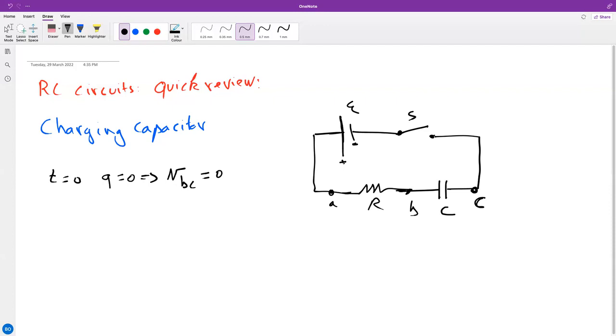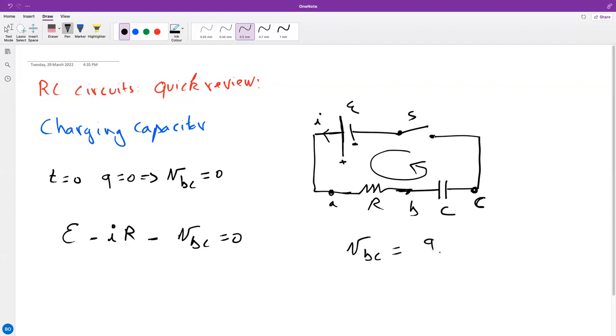So we can easily look at, let's say the current is this way, and we can use Kirchhoff's law. This Kirchhoff's law will give me E minus IR, so I'm going through this loop, and minus VBC is equal to 0. We know that V across the capacitor is equal to the charge divided by the capacitance, right? So this will give E minus IR minus Q over C is equal to 0.